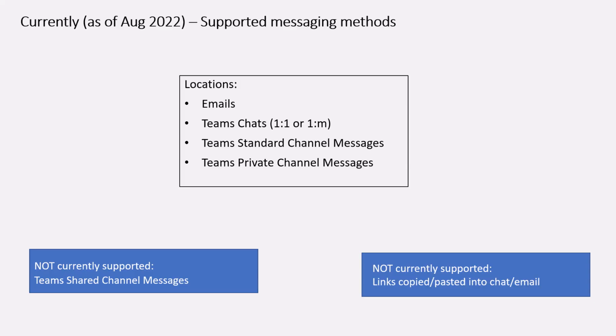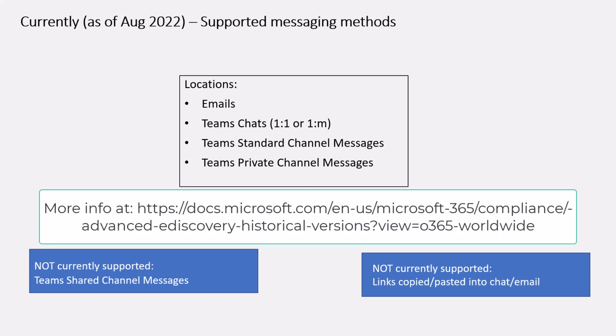As I mentioned, this is in public preview today. As of now, which is August 2022, these are the supported locations in which modern attachments can be shared: either via email, Teams chats, standard channel messages, and private channel messages. What's not supported is any modern attachments being shared via shared channel messages. Also, if somebody decides to copy and paste the URL, so the link, individually or manually, that's also not supported for historical versions, and then bringing that back as part of that eDiscovery collection.